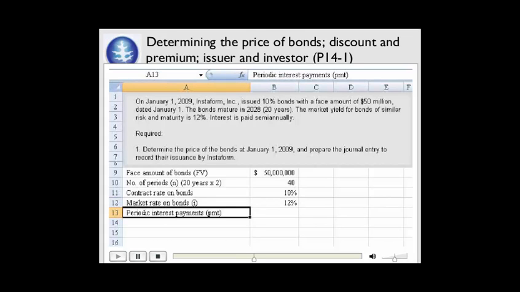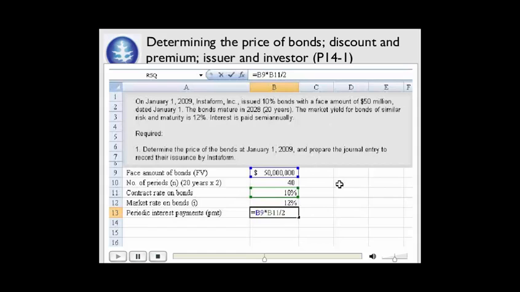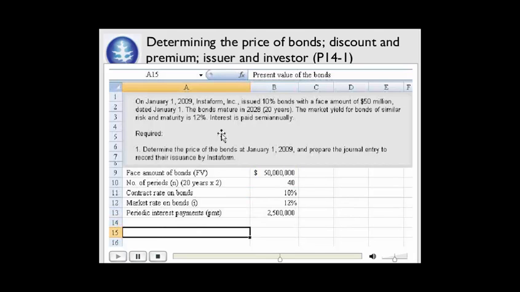Okay, then we need to calculate the periodic interest payments. And how I do this, let me hit the F2 key so you can see it. We take the face amount of the bonds times the contract rate divided by 2 to come up with the periodic interest rate per period. And that comes out to be $2,500,000.